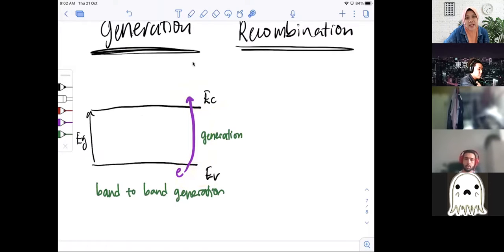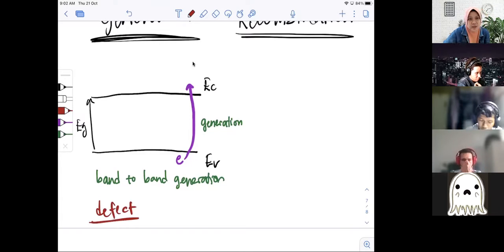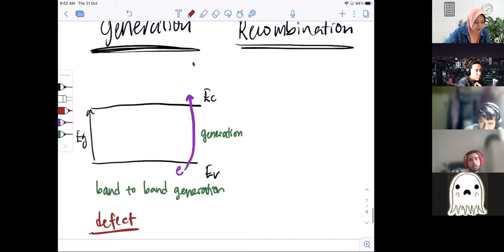Is there any other type of generation? Yes, there's another type of generation which involves defects. After this, we talk about defects, one by one. So now we talk about band to band generation. Basically, generation is the generation of free carriers. Whenever there is a process where you get free carriers, it is called generation. So what is recombination?